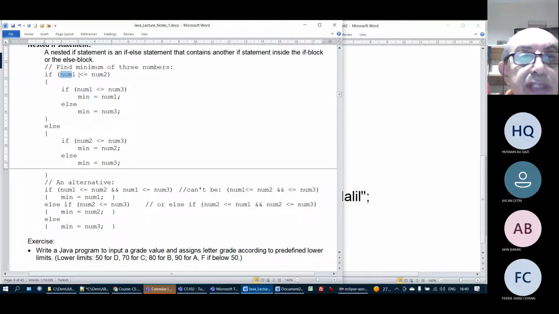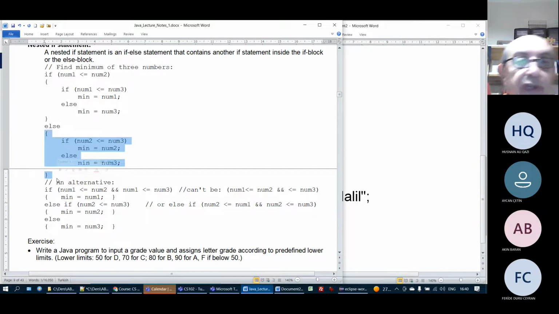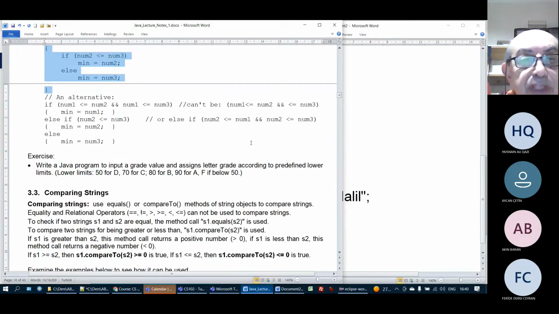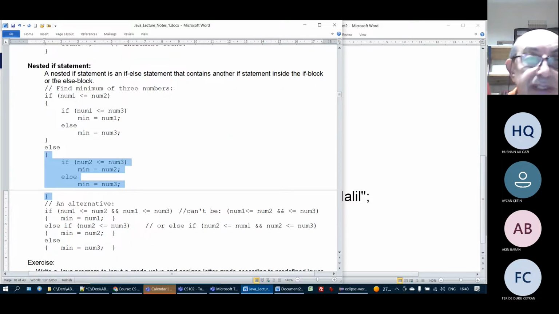If num1 is less than or equal to num2, then we go to this block. Inside this block, we have another if statement or if else statement. If the first expression is false, we go to else, and inside else we have another if statement. There are some special cases for nested if statements.